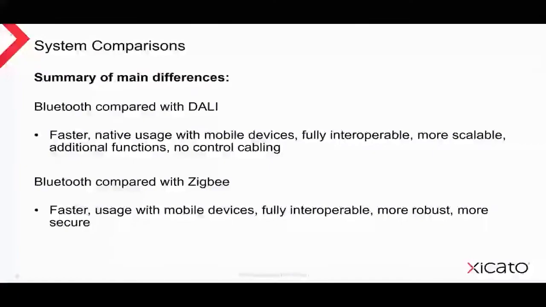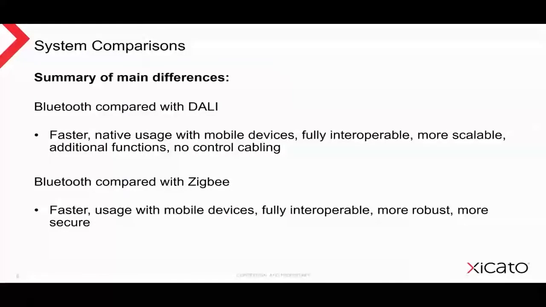So to wrap up this very quick comparison of control summary, when comparing Bluetooth to DALI, Bluetooth is faster. It is native to mobile devices, fully interoperable, more scalable, supports additional functions, and requires no control-specific wiring between nodes. When comparing Bluetooth to Zigbee, Bluetooth is faster, native to mobile devices, fully interoperable, and more robust, more secure. Bluetooth is fast establishing itself as the communication method of choice for wireless lighting control systems, and fast becoming a major competitor to the more traditional DALI controls.